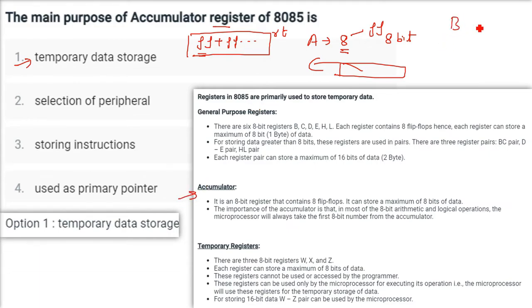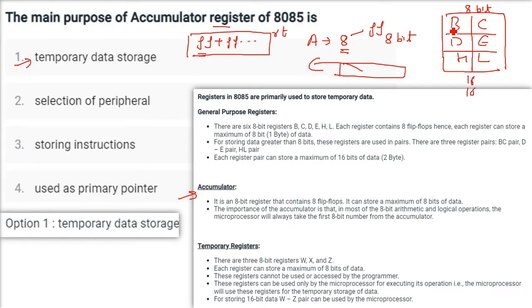Along with this we also have general purpose registers: B, C, D, E, H, L. These are six 8-bit registers. Each register contains 8 flip-flops. That is why it is an 8-bit register. Each register can store a maximum of 8 bits, that is 1 byte of data.